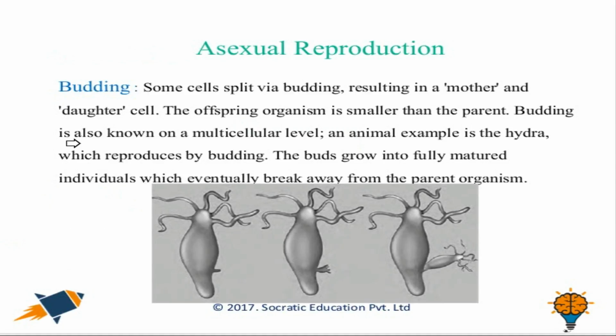In this slide we are talking about budding. Some cells split via budding, resulting in a mother and daughter cell. The offspring organism is smaller than the parent. Budding is also known on a multicellular level. An animal example is the hydra. So here we have an example, hydra, which reproduces by budding.